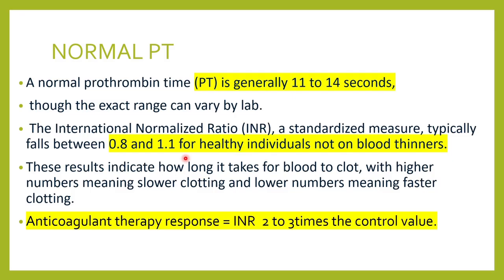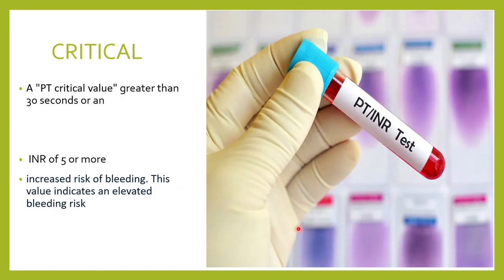But when we put a patient on certain anticoagulants, we expect that the INR is higher, that is, between 2 to 3 times the control value. So you will see that in various conditions the INR will be different, and this 2 to 3 is the range the doctor expects when he has put the patient on blood thinners. If the INR value goes more than 5, then it is a critical value. So INR more than 5 has to be immediately informed to the clinician.